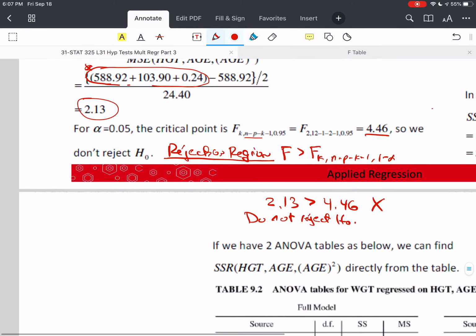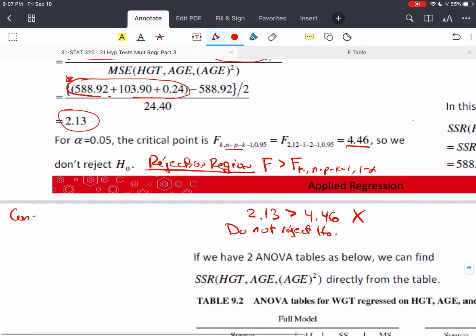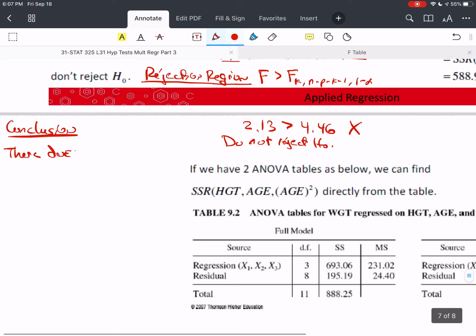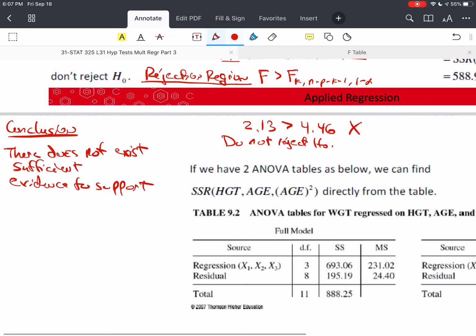And then our conclusion is, let me remind you, there does not exist sufficient evidence to support the claim.